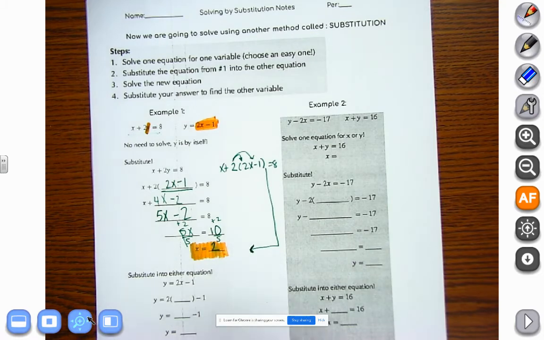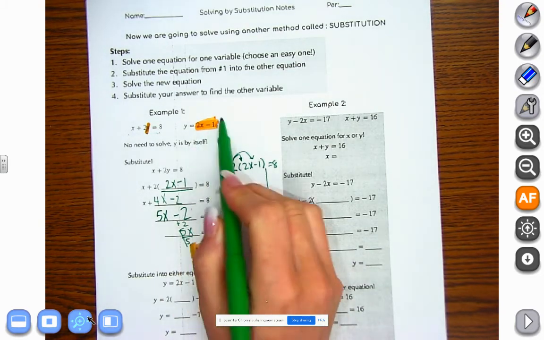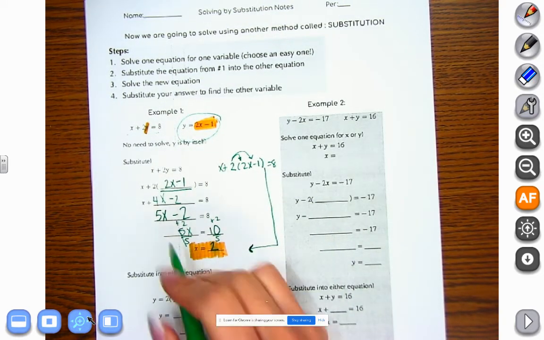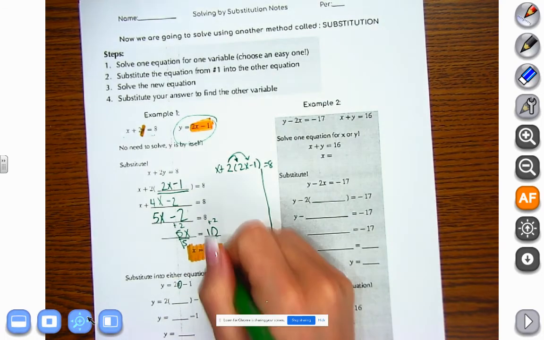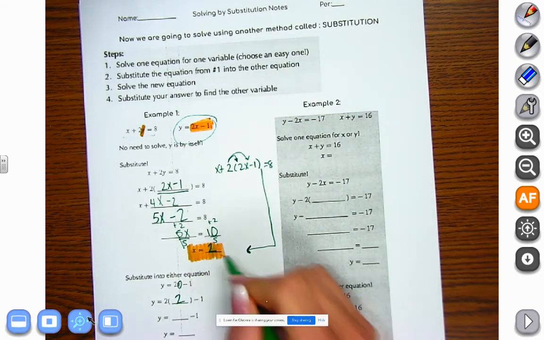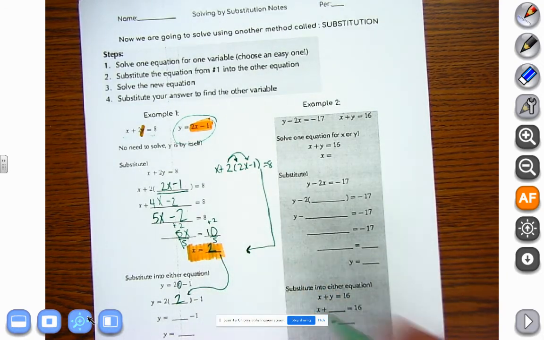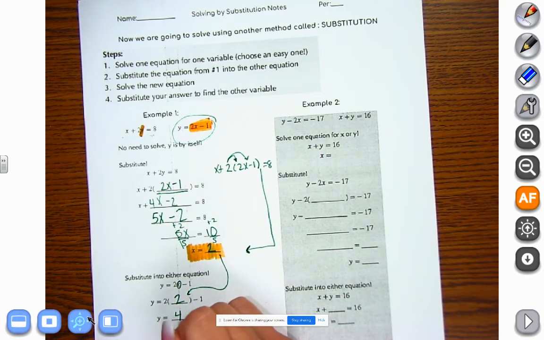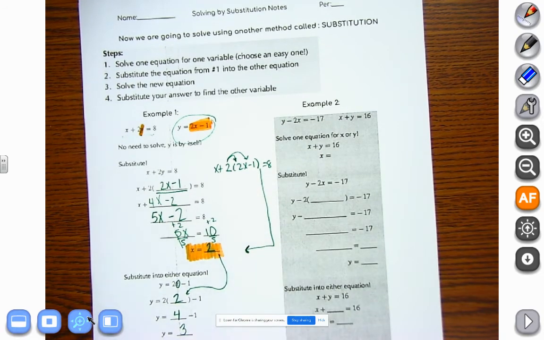So now that we have x equals 2, we're going to take this x equals 2, and we're going to plug it back in that second equation, which was y equals 2x minus 1. Now we're going to substitute this x with 2 in order to solve for y. So if we plug 2 in, because x equals 2, we get y equals 2 times 2, which is 4 minus 1. And 4 minus 1 is 3. So y equals 3.